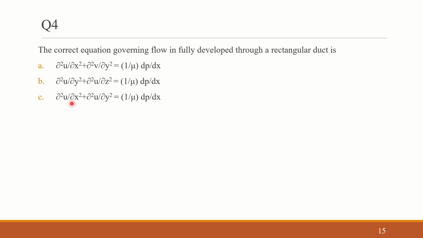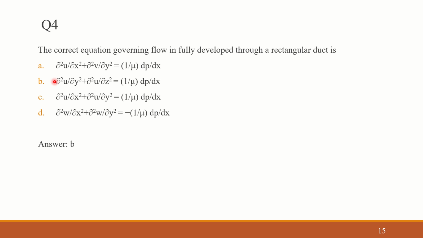Option C, dou square u by dou x square plus dou square u by dou y square equal to 1 by mu dp by dx. Option D, dou square w by dou x square plus dou square w by dou y square equal to minus 1 by mu dp by dx. So, can anyone answer this question? The answer is B actually. Option B is the right answer.